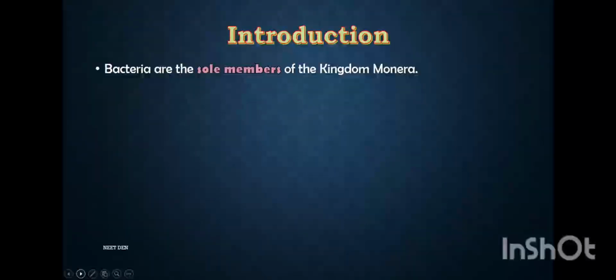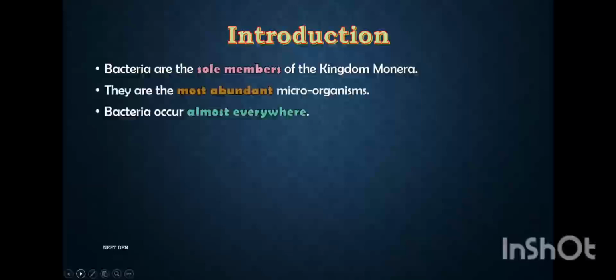So bacteria are the sole members of this Kingdom Monera. And bacteria are the most abundant microorganisms. You will find them everywhere. Even on our body and inside our body, there are some commensal bacteria present which do not cause any harm to our body unless and until we are unhealthy. If we are healthy enough, these organisms will not cause any harm to our body. As well as that, there are bacteria present everywhere around us, even in the soil and everywhere.